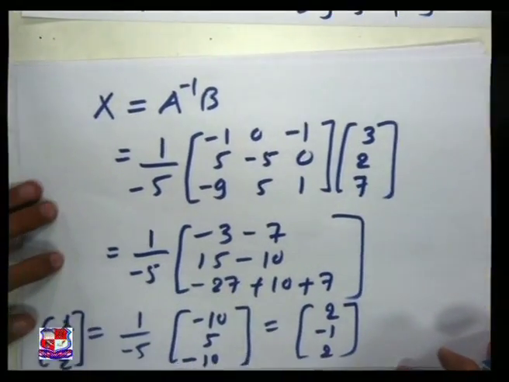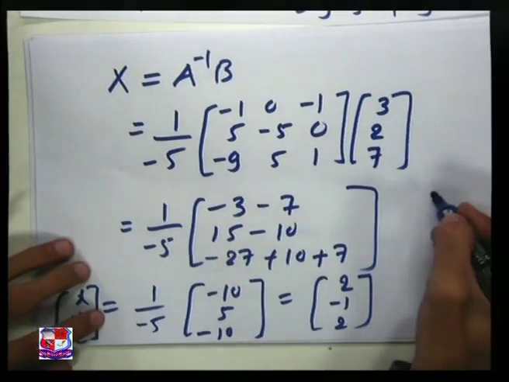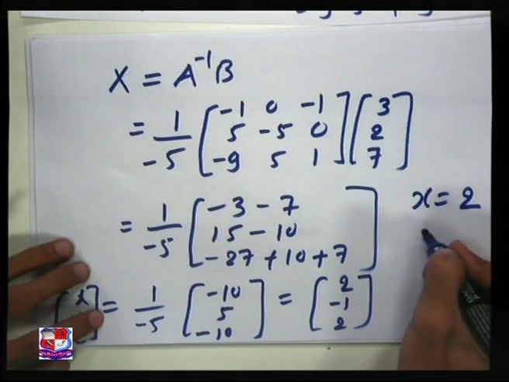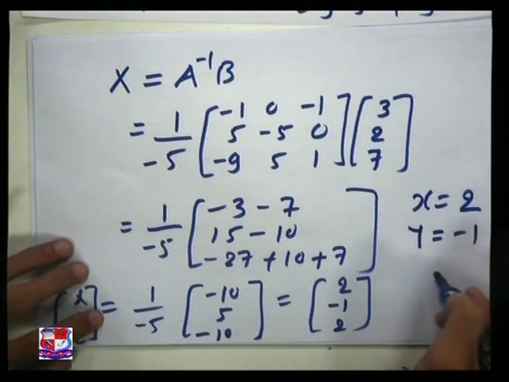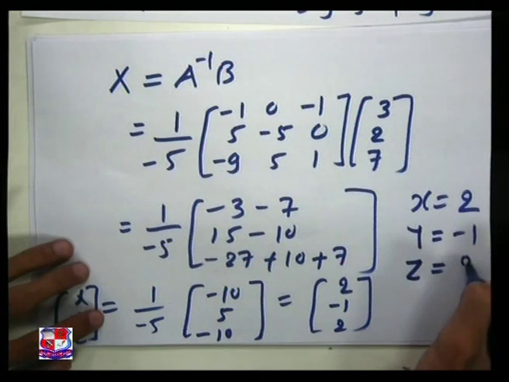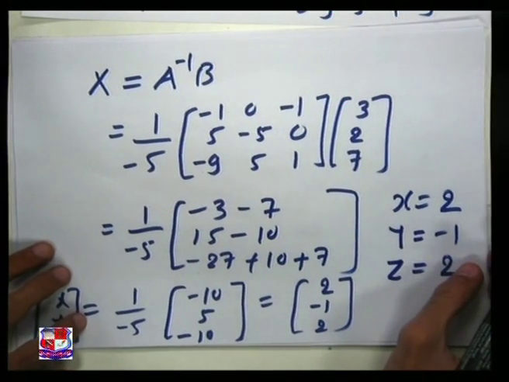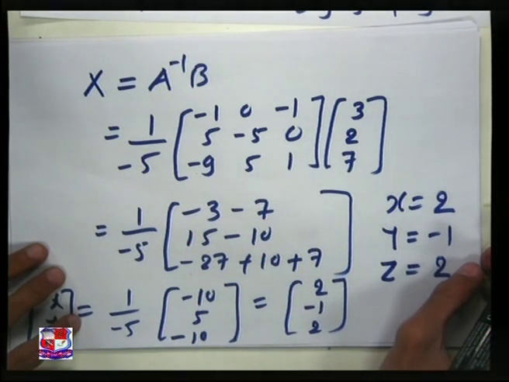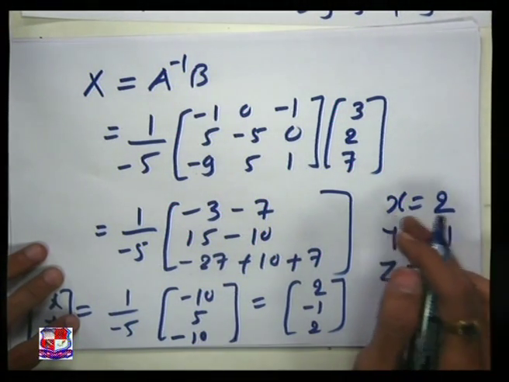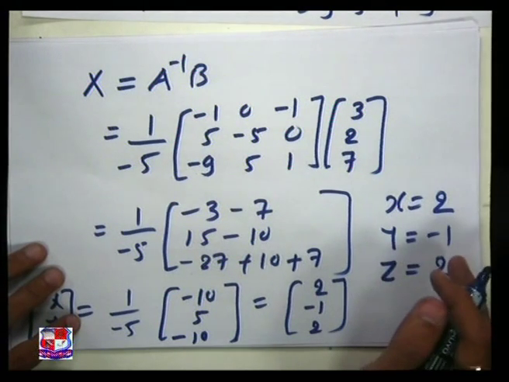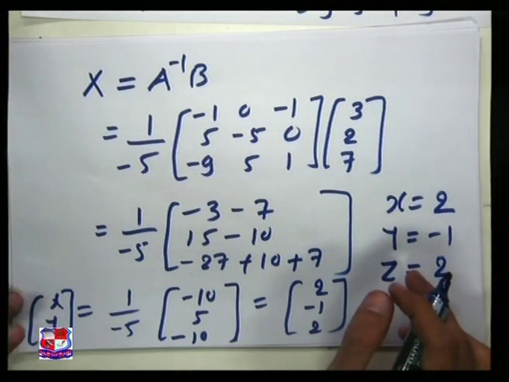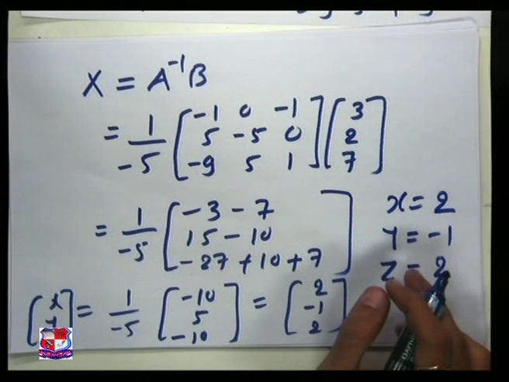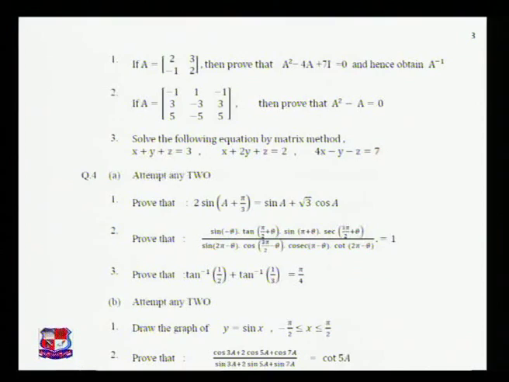So our solution is x is equal to 2, y is equal to minus 1, and z is equal to 2. This is the solution of the given system of linear equations, which is given by x is equal to 2, y is equal to minus 1, and z is equal to 2. So this is the end of the third question. Now let us move to the fourth question, which is from the trigonometry side.